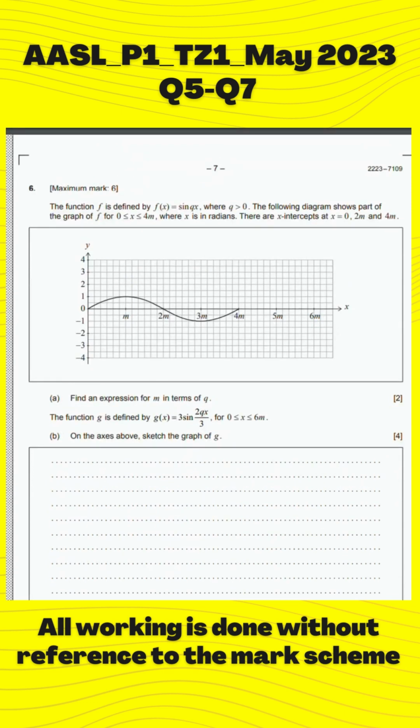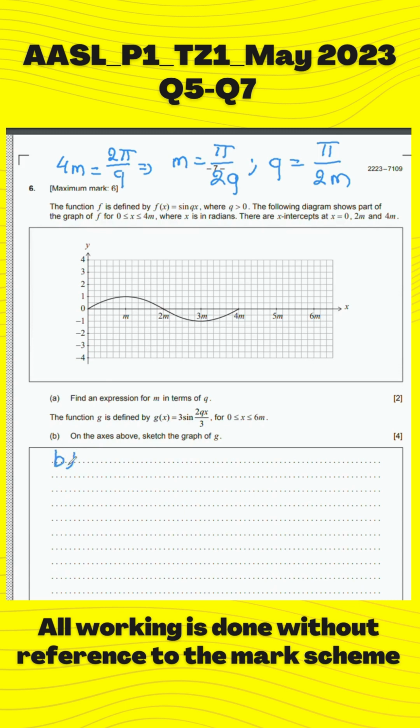Question 6. Find expression for m in terms of q. So we notice that the period here is 4m. So we have 4m, the period, equal to 2 pi over b, and b in this case is q. So m will equal pi over 2q. Or we can write q equal to, let's say, pi over 2m. Okay, now we need to graph this one.